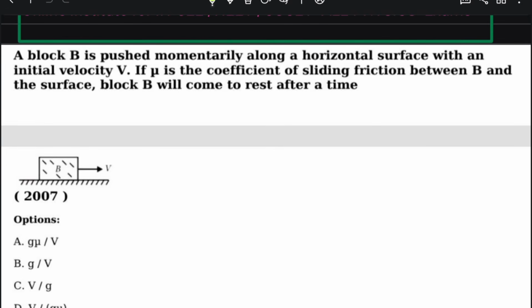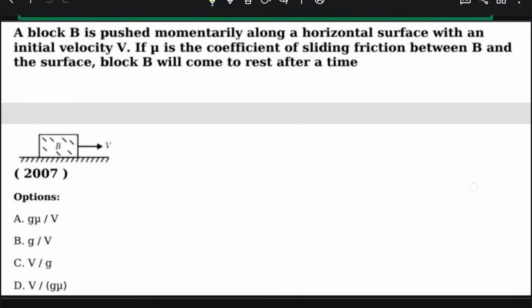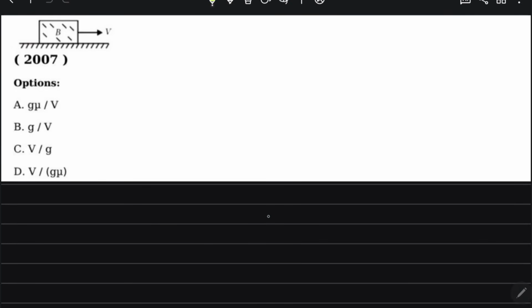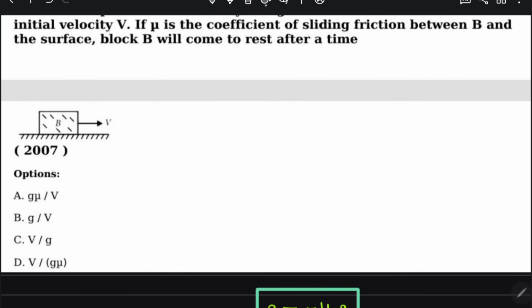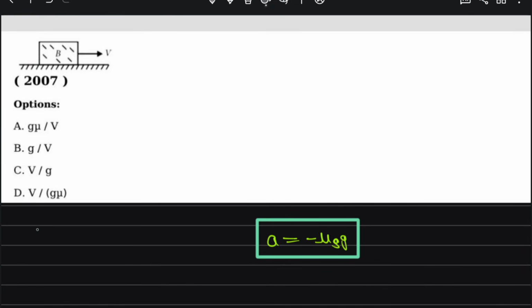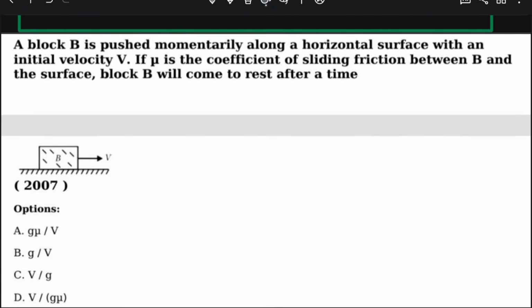A block B is pushed momentarily along a horizontal surface with an initial velocity v. If mu is the coefficient of sliding friction between B and the surface, then block B will come to rest after a time. So they are asking time. First, we can find the acceleration due to friction, that is mu s into g. This thing we have already studied so many times. The retarding acceleration that acts due to friction is mu s into g.